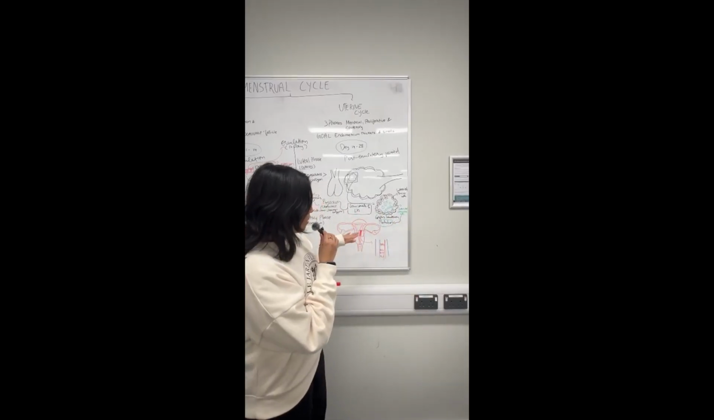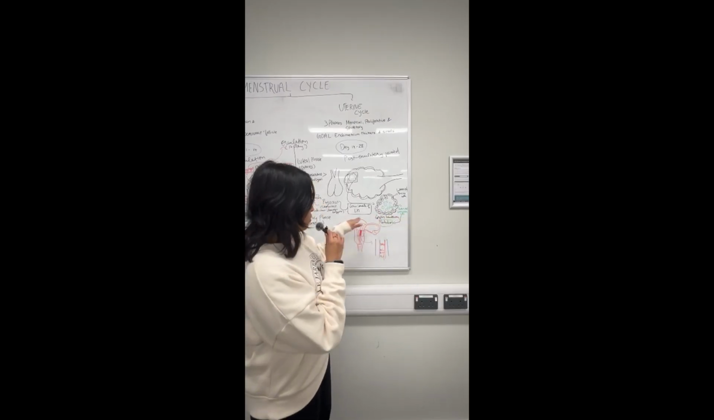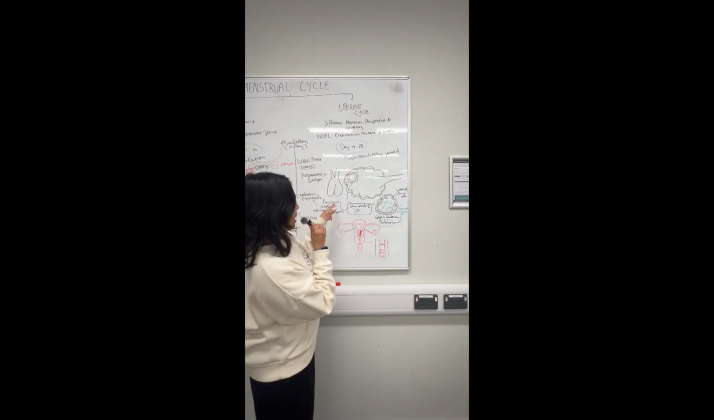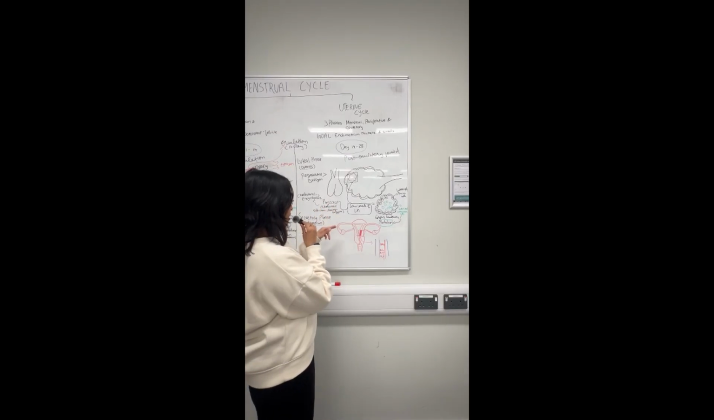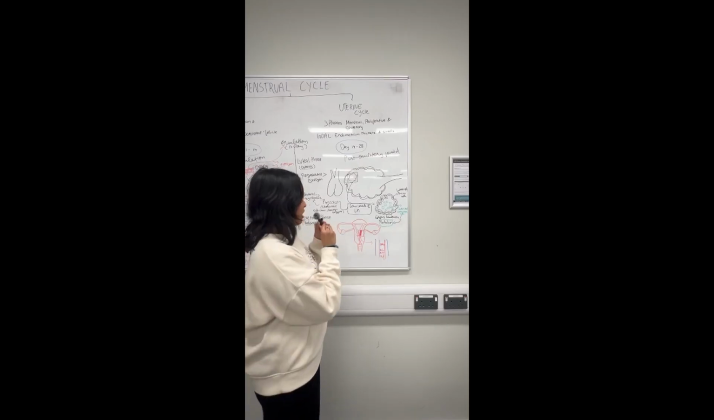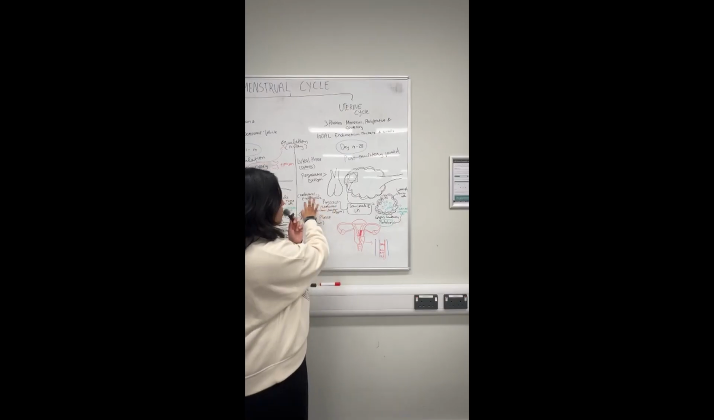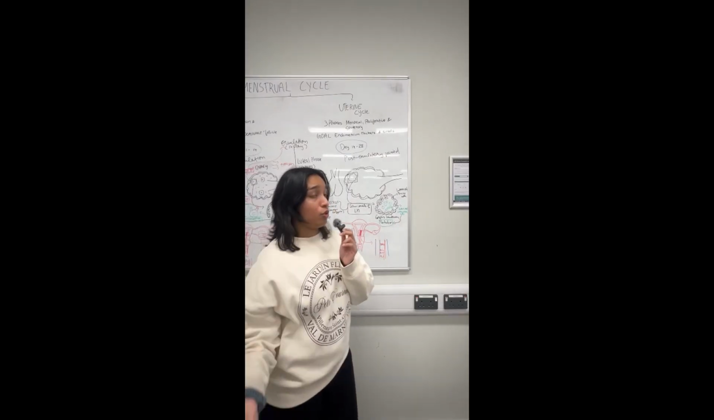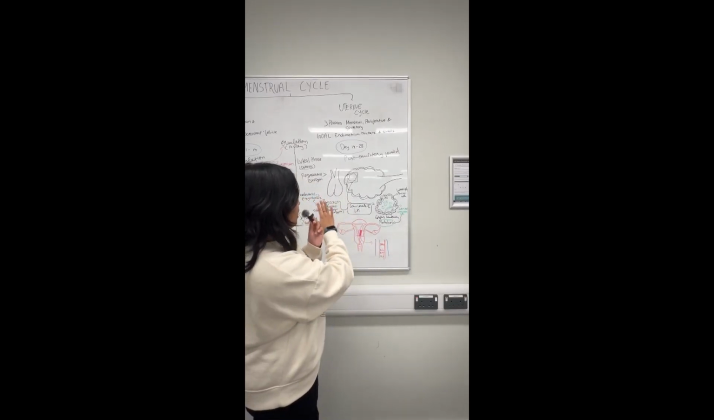But with low levels of LH, luteinized granulosa cells also increase the activity of P450 SCC, which is the cholesterol side chain cleavage enzyme. What this enzyme does is convert cholesterol into pregnenolone, and this pregnenolone is a precursor of progesterone. So we essentially have more progesterone than estrogen in the luteal phase.